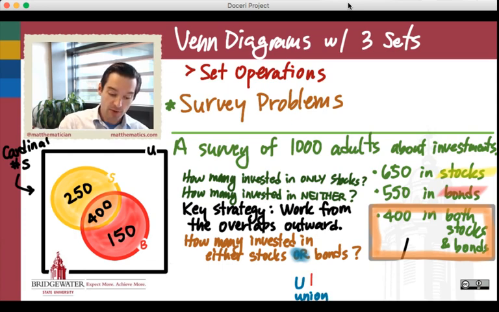And it's going to be the union, of course, of the set B, the set of people invested in bonds, and the set S, the set of people invested in stocks. So that's the set that we're asking about now. How many people are invested in one or both of these products?